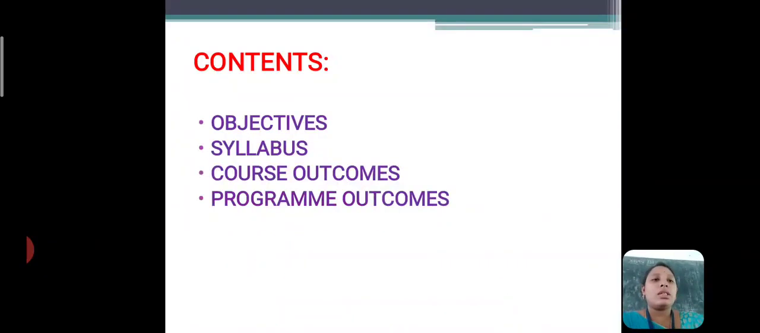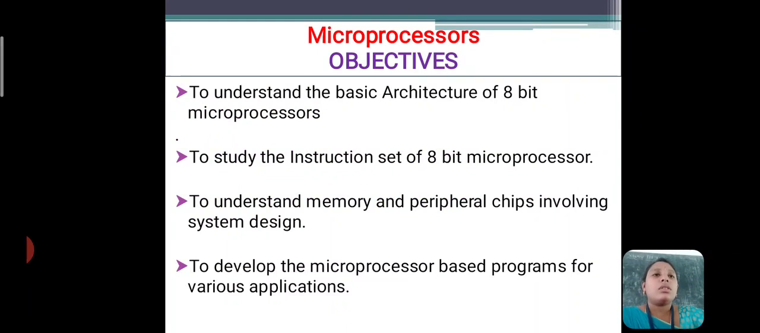Today I am presenting the objectives, syllabus, course outcomes, and program outcomes regarding the subject Microprocessors, Paper 5, for 5th semester students. Now let's go to the objectives.